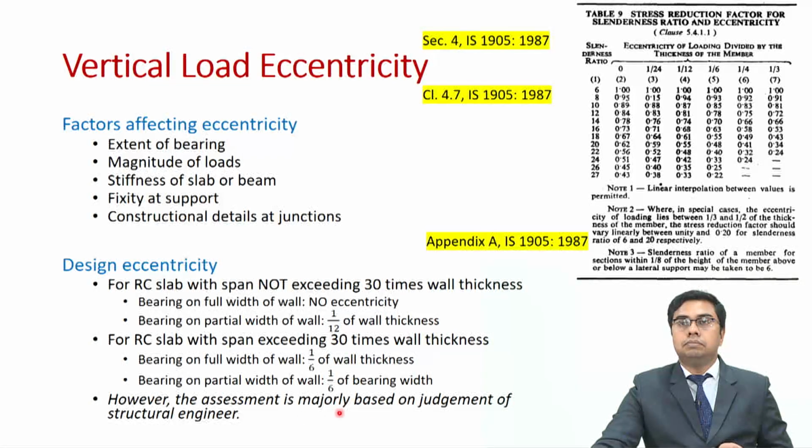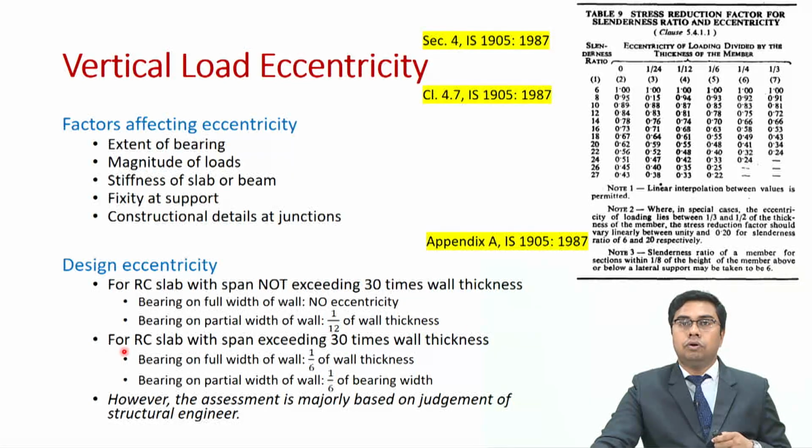However, the assessment is majorly based on the judgment of the structural engineer. Now, let us look into these guidelines. Let us say that we have an RC slab with a span not exceeding 30 times wall thickness. Such spans are usually called normal spans because they are ordinary. In that case, if your slab bears on the full width of the wall, then obviously there is no eccentricity, but a slab bearing on partial width of the wall will give you an eccentricity of 1/12 of the wall thickness.